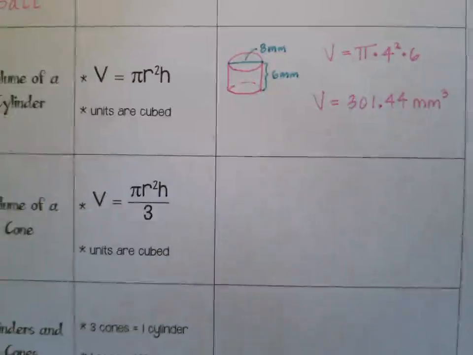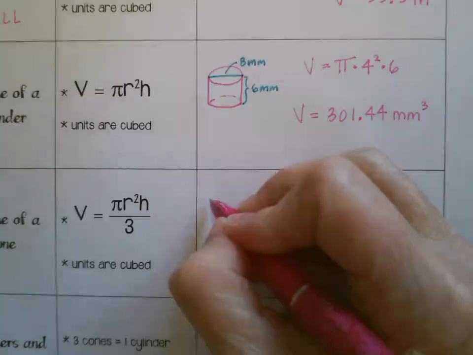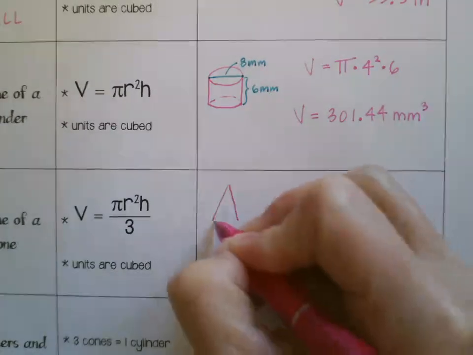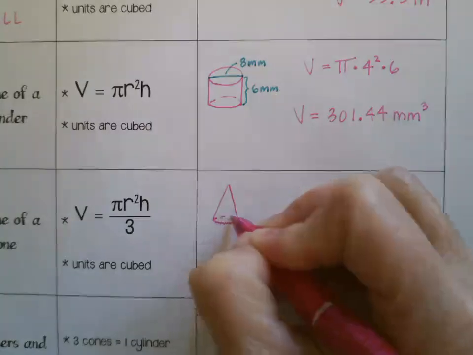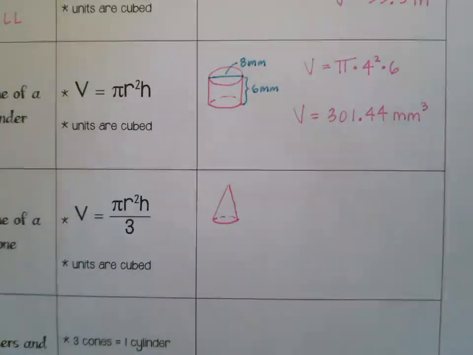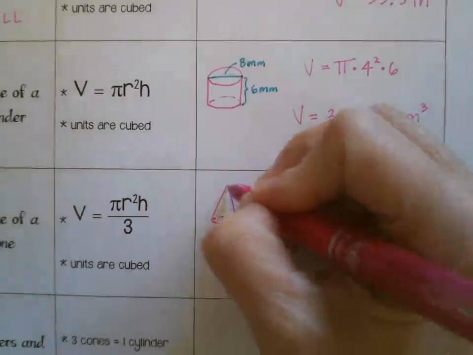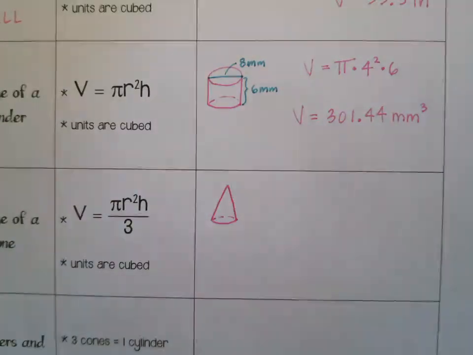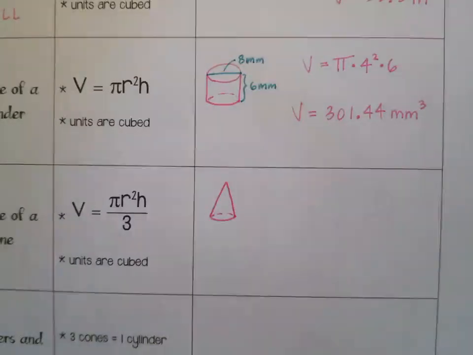All right, next up is a cone. If you play a sport, cones are used often. Sometimes in construction, you might see a construction cone as well. And of course, there's always good old ice cream cone. But let's say we want to find the volume of this cone.